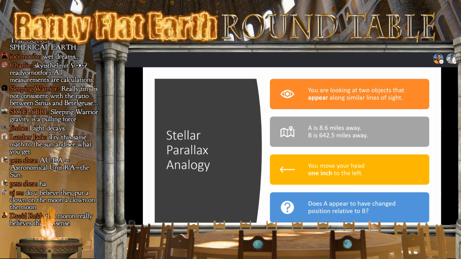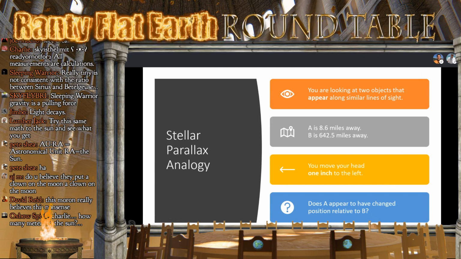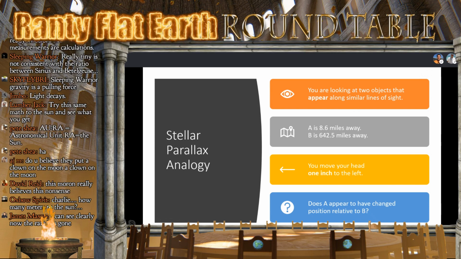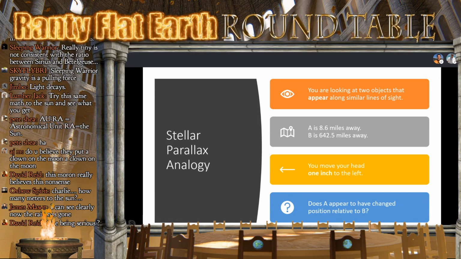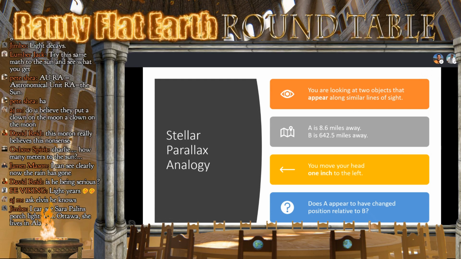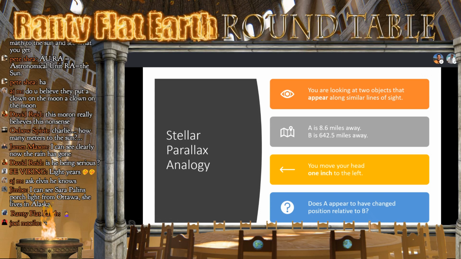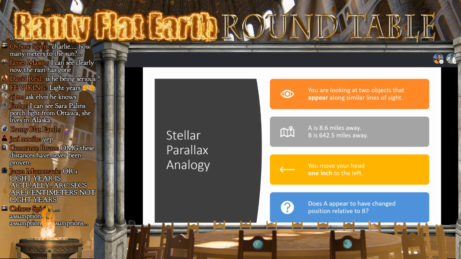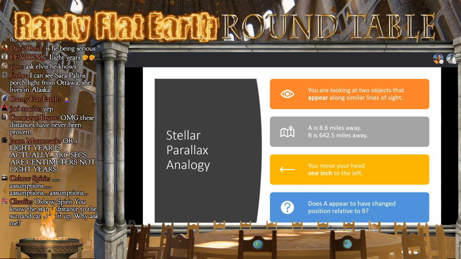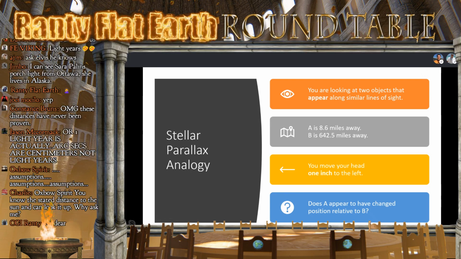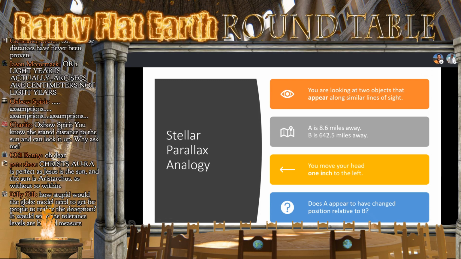To give you a terrestrial example, let's imagine that you are looking at 2 objects that appear to be along similar lines of sight. In other words, from where you're standing, they appear to be next to each other. One of them is 8.6 miles away. The other is actually 642.5 miles away. Now you move your head 1 inch to the left. Does A appear to have changed its position relative to B? That distance of moving your head 1 inch for something that's 8.6 miles away and 642.5 miles away, that is the exact same scale as moving your head 1 astronomical unit and expecting to see a shift in objects 8.6 light years away and 642.5 light years away.